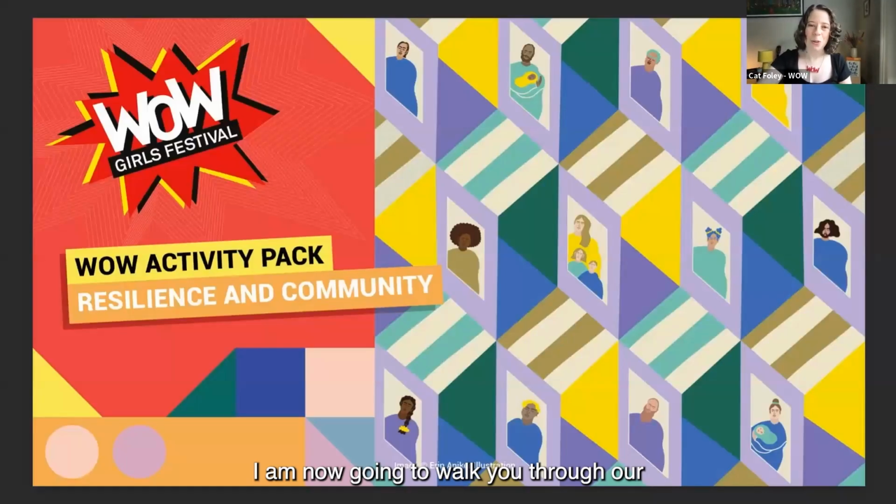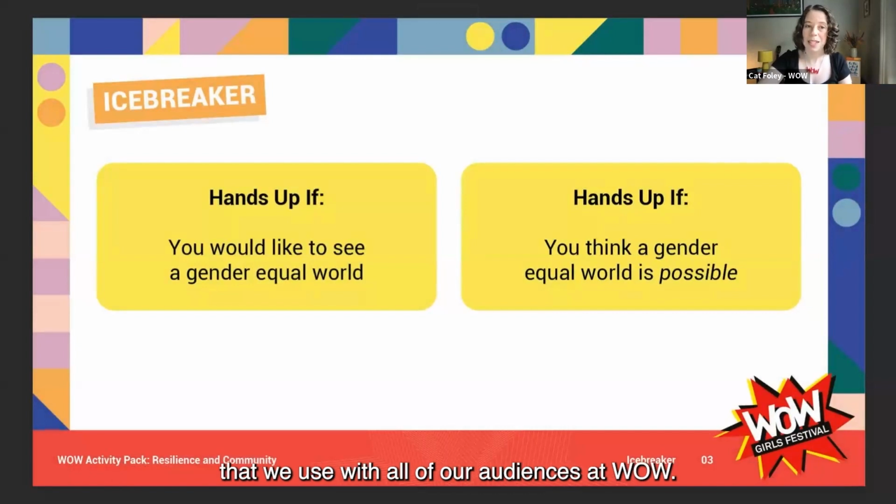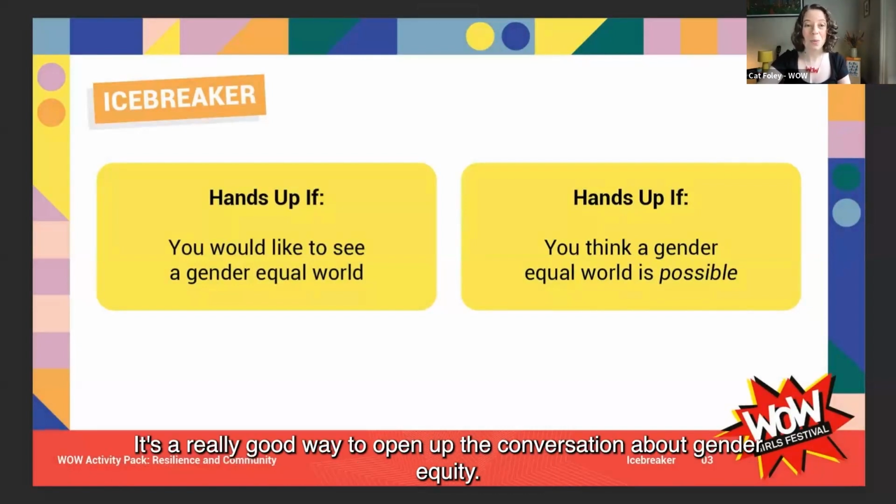I'm now going to walk you through our resilience and community activity pack. This is designed by artist Fuzia Johnson with the support of Comics Youth CIC in Merseyside. Again, you'll see this is our icebreaker activity, which is a question that we use with all of our audiences at WOW. And it's a really good way to open up the conversation about gender equity.